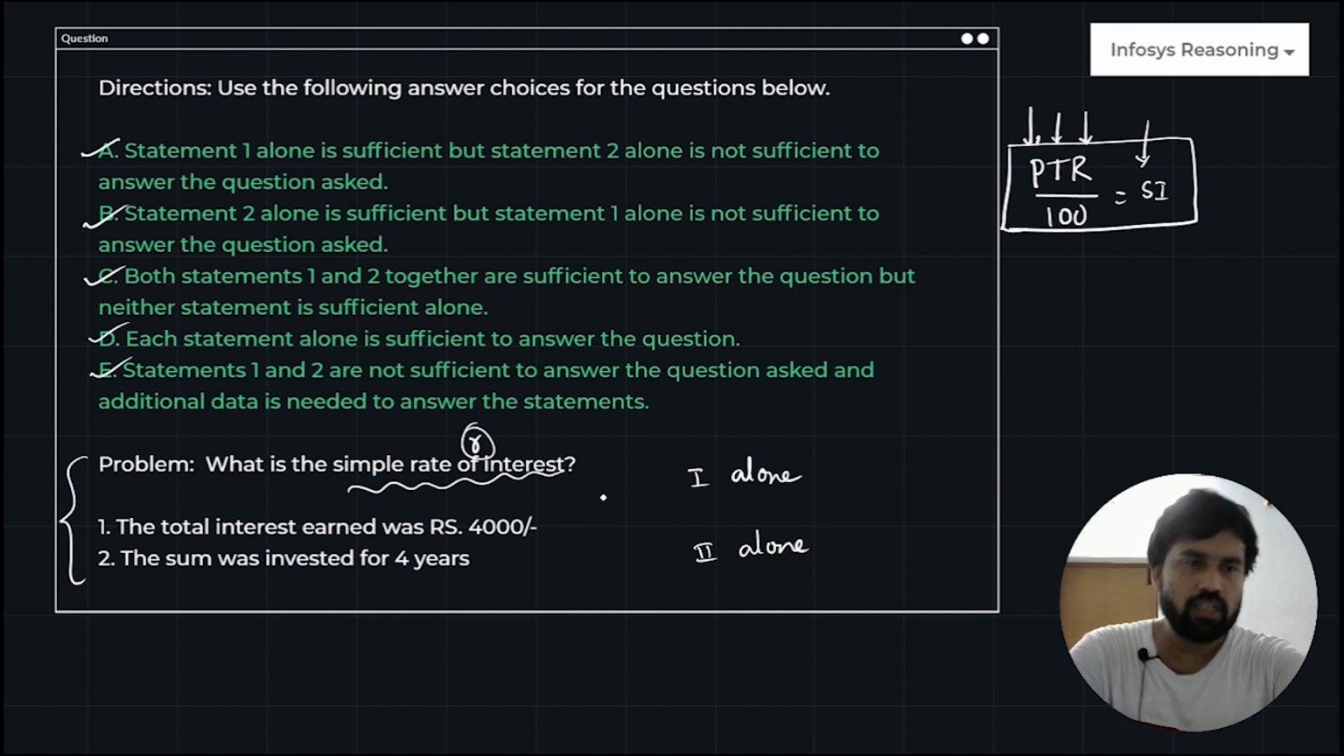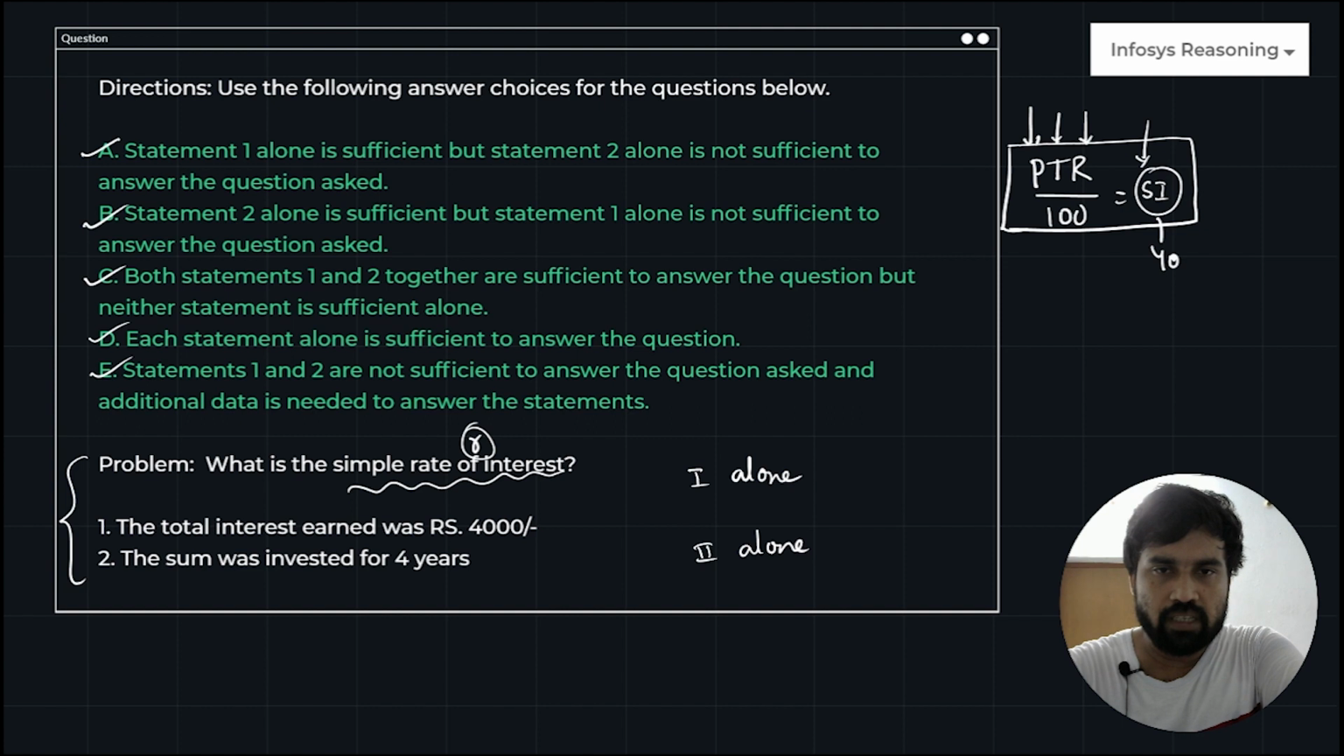Yes. So just look here, what is the information they are providing? Can I fill any three variables by using this data or not? The total interest earned was 4000. So the interest is given, which is nothing but 4000 rupees. So statement one alone I am checking now. SI is 4000 rupees. Then what is the R value? We don't know. Why? Because we don't know the principal amount and we don't know the time period. So statement one alone is not sufficient to answer this question.